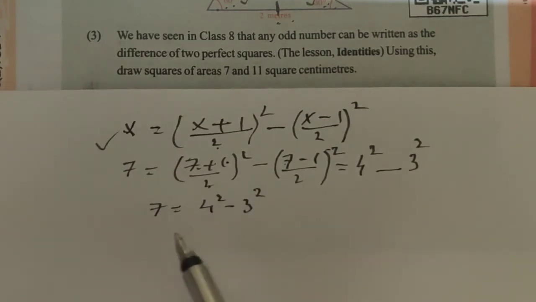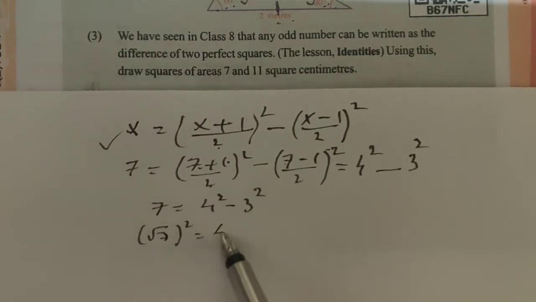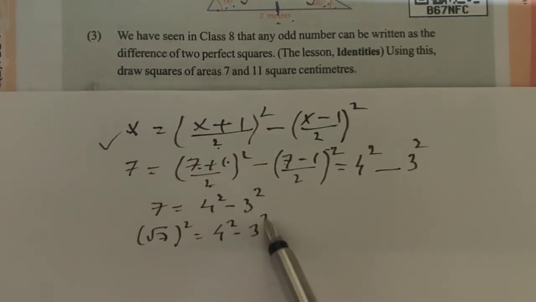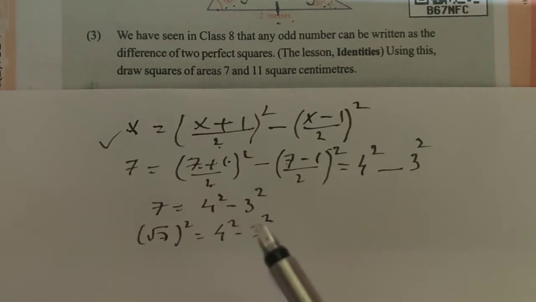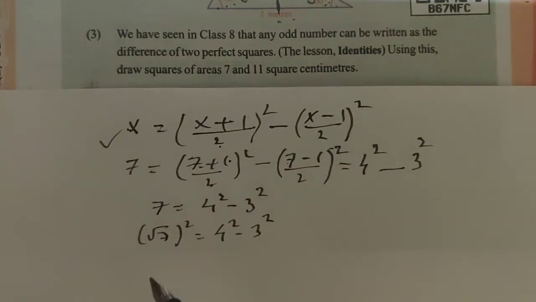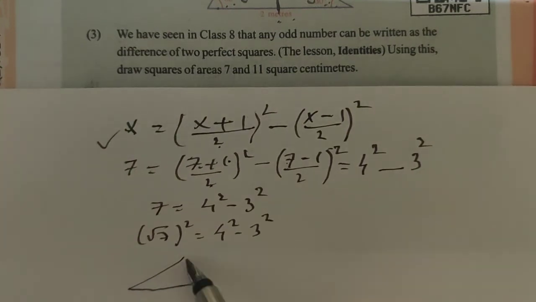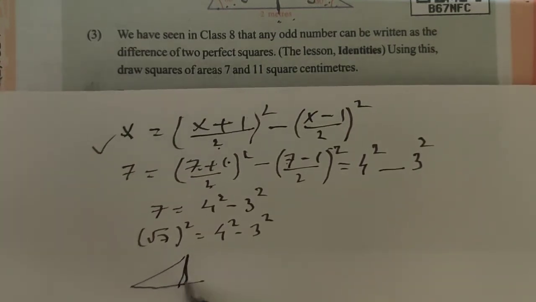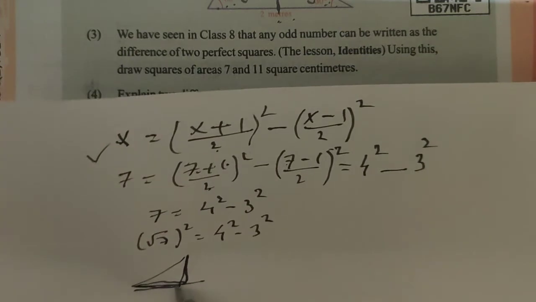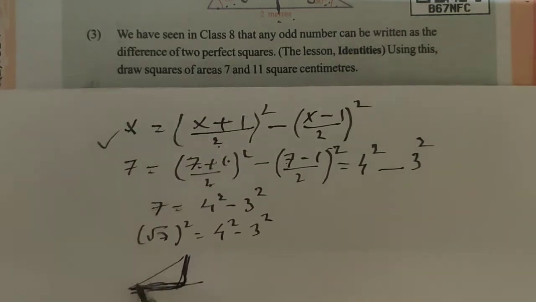Or otherwise you write it as root 7 the whole square. What is root 7 the whole square? Root 7 the whole square is 7 itself. Then 7 is equal to 4 square minus 3 square. You can see this relation. Then how can you map these three lengths in terms of a right triangle? Yes, you can draw a right triangle. How can we map these three lengths in terms of a right triangle?